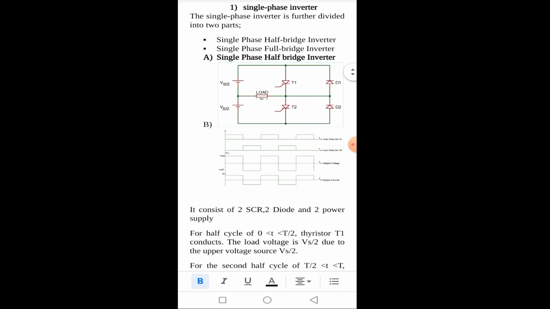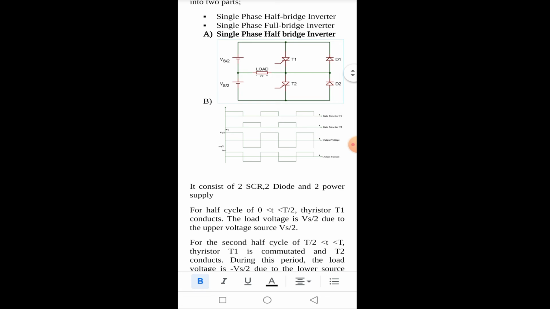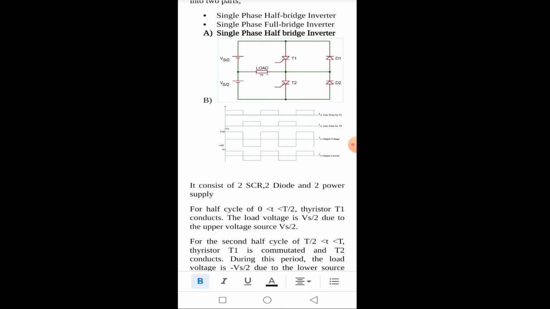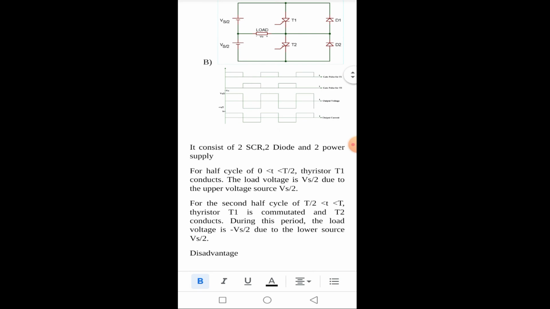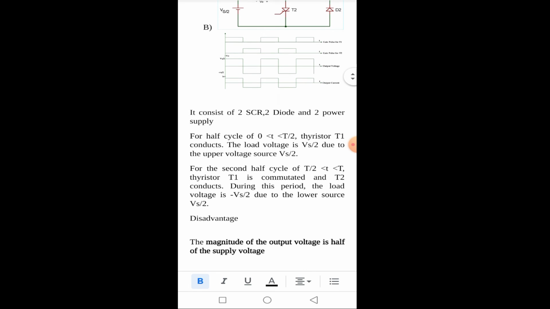In this, during the positive half cycle, T1 conducts. That is from 0 to T by 2, T1 conducts. So the output voltage is Vs by 2 due to the upper voltage source Vs by 2. In the second half cycle, that is from omega t equal to T by 2 to T, thyristor T1 is commutated and T2 starts to conduct. The output voltage is minus Vs by 2 due to the lower voltage source Vs by 2.